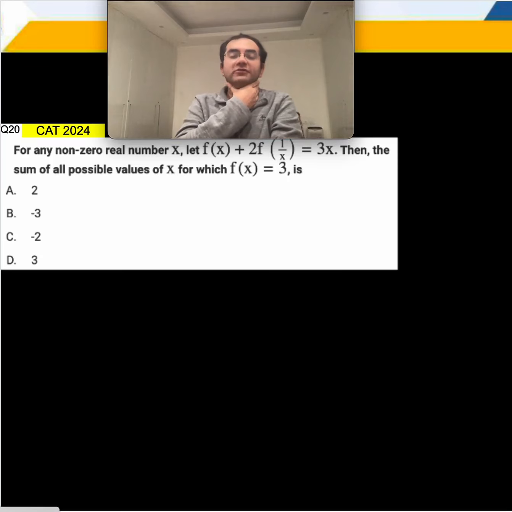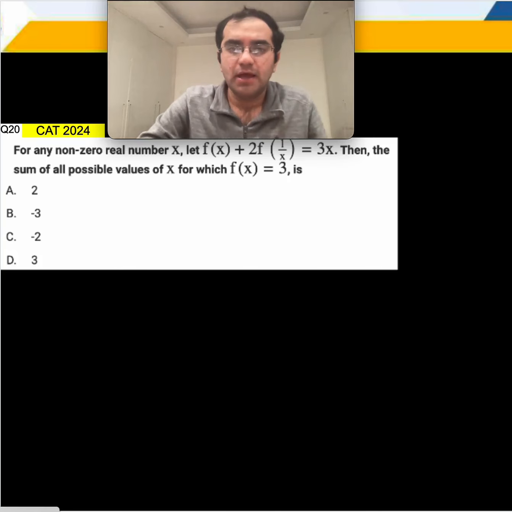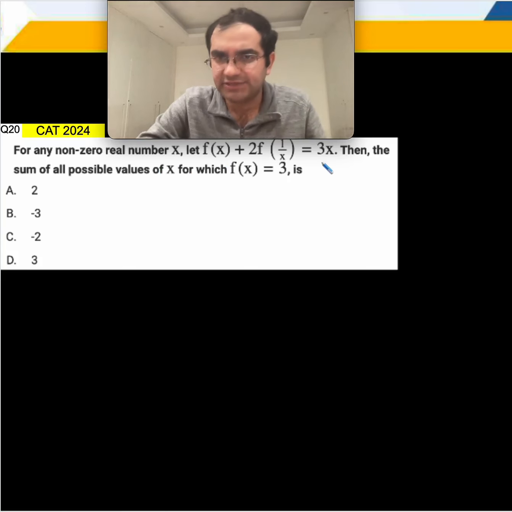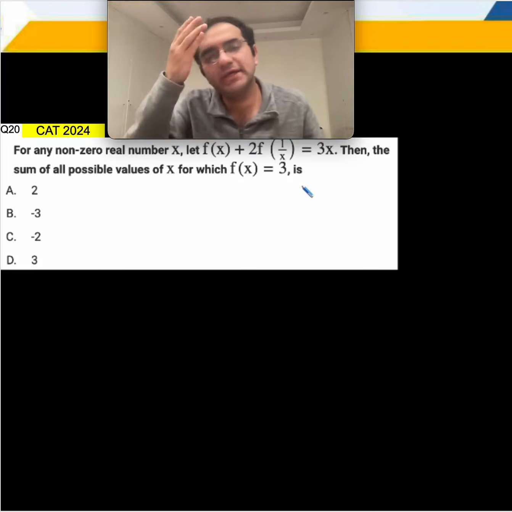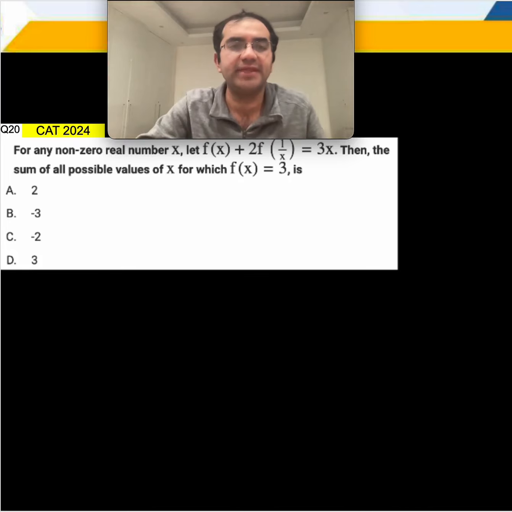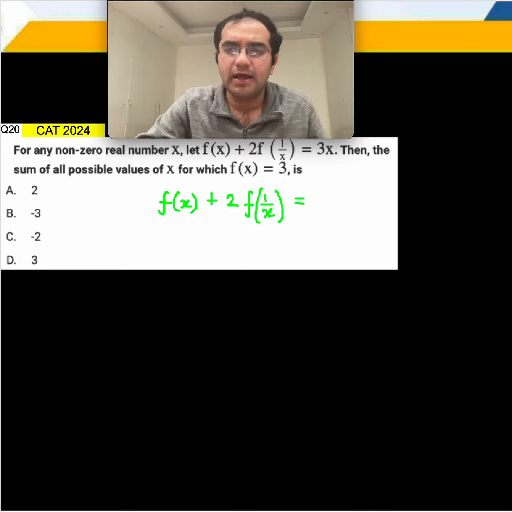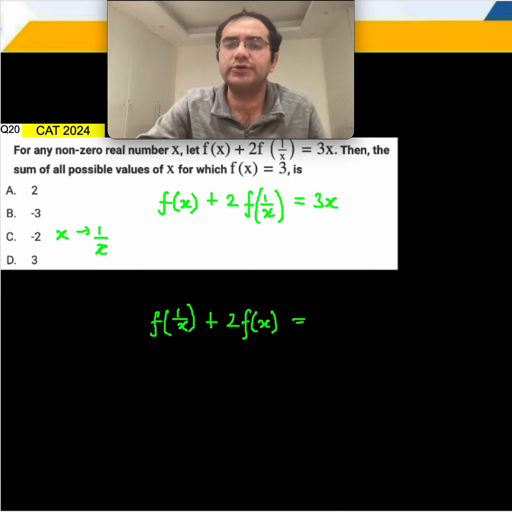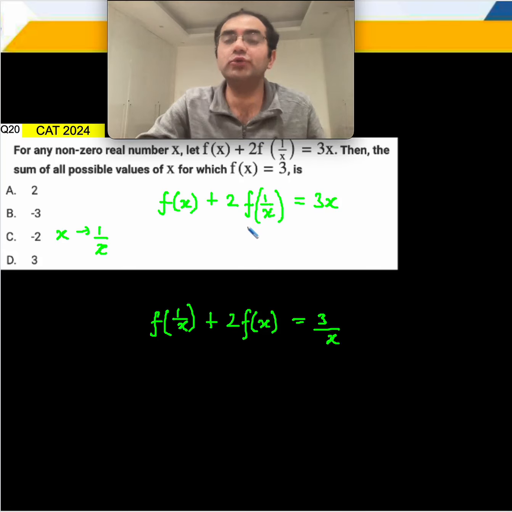So if you have not seen this type of question before, then it might not strike you. You have an expression but they have not given you the function. Then the sum of all possible values of x for which f of x is 3, then you don't know what this is, what is this question, what are they saying. So you write down the first equation and then put 1 upon x in place of x. So you get 1 by x plus twice f of x is equal to, here it becomes 3 upon x. Now it's like saying two equations, two variables.